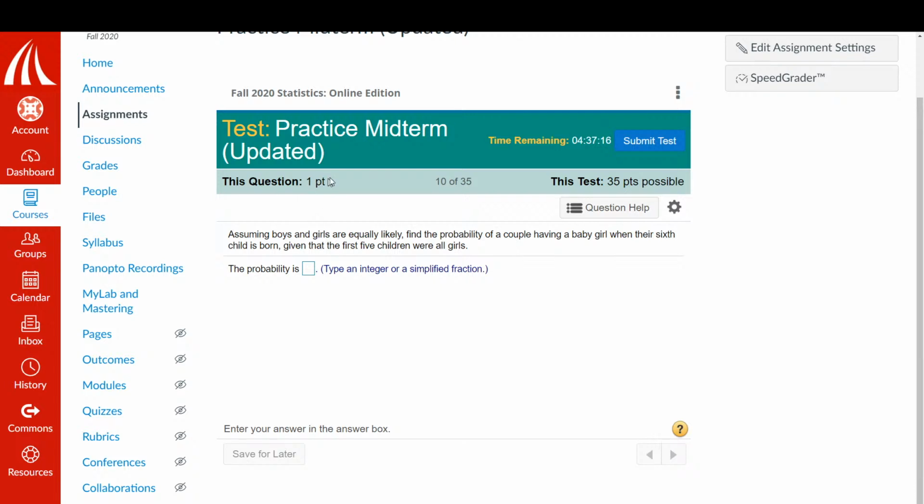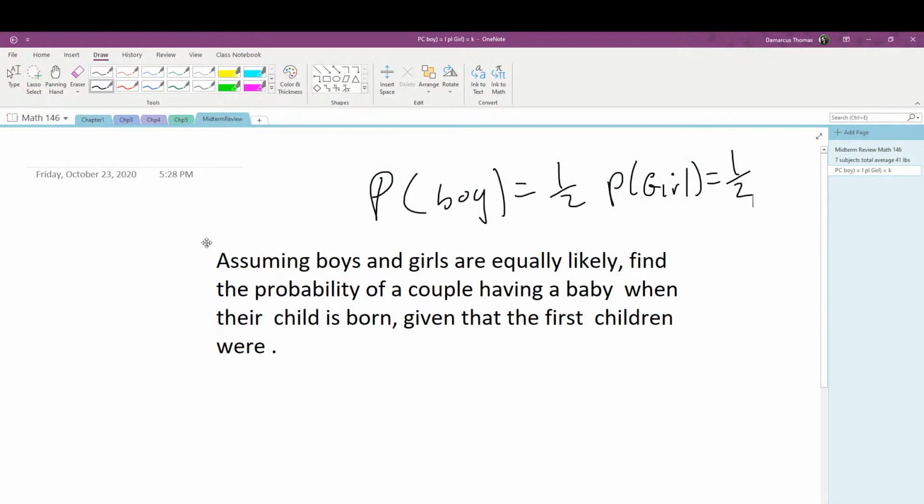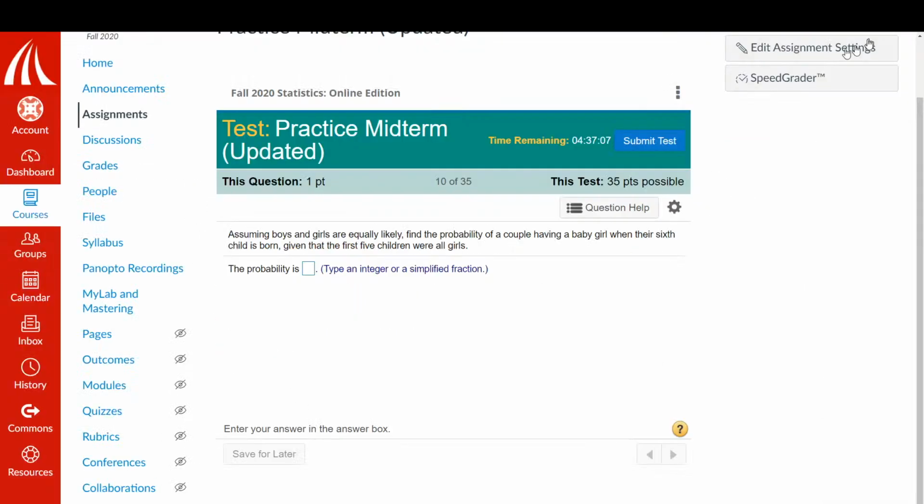There's a few ways we can go about doing this. All right. Let me go back to the problem. There's 6 kids, 5 girls. Find the probability of a couple having a baby girl when their sixth child is born, given that the first 5 children were all girls. Well, okay. We can do this at least 3 different ways.